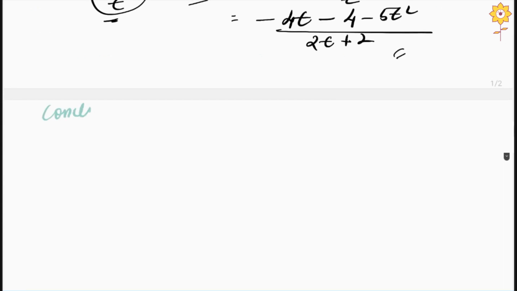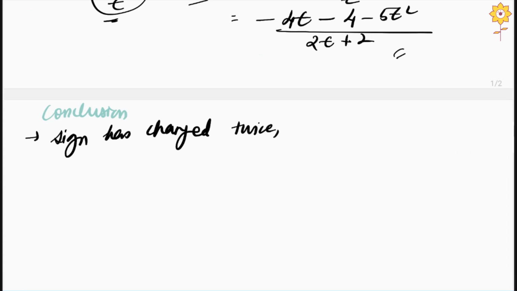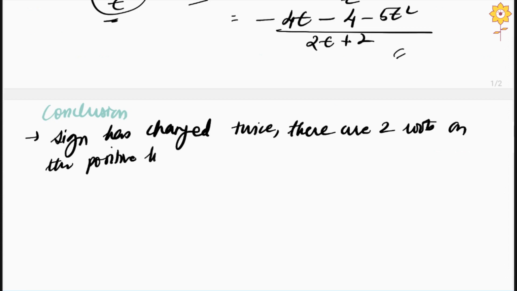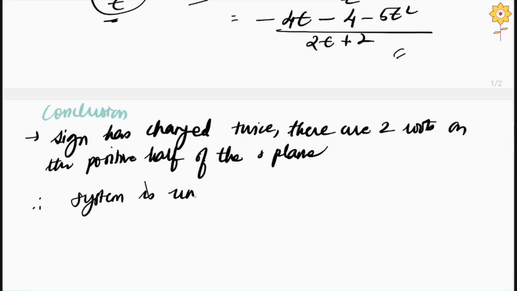So, let us write the conclusion. What is the conclusion? Sign has changed twice. So, there are 2 roots on the positive half of the S plane. Therefore, the system is unstable. I hope you have understood.